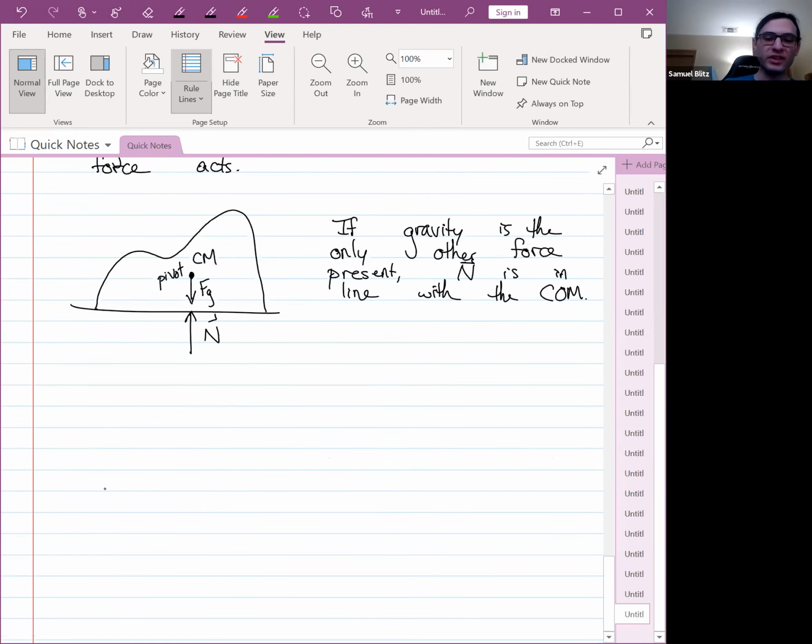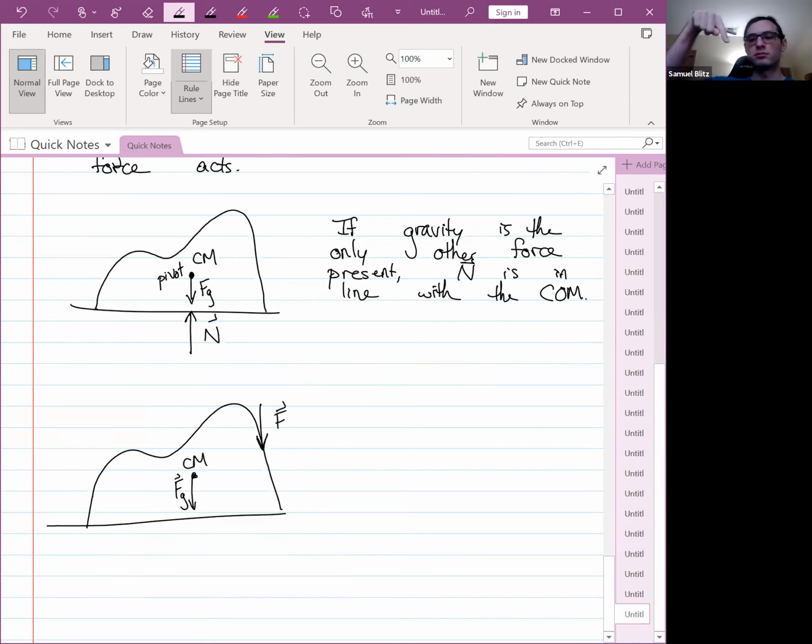So what if instead we had the same object sitting on the same table, with the same center of mass, same gravitational force downwards, but what if now I push on it, say here? I'm just pushing on it with my thumb, pushing down. Where's the normal force then?